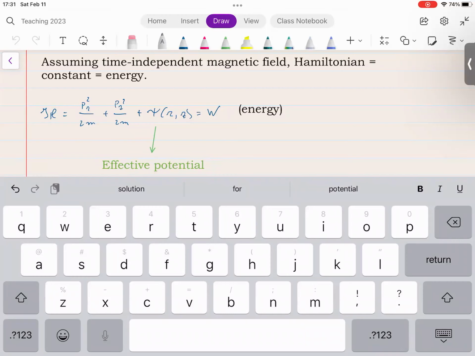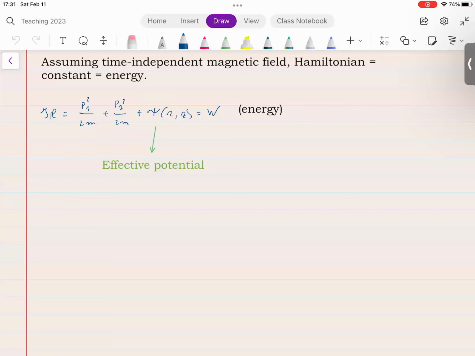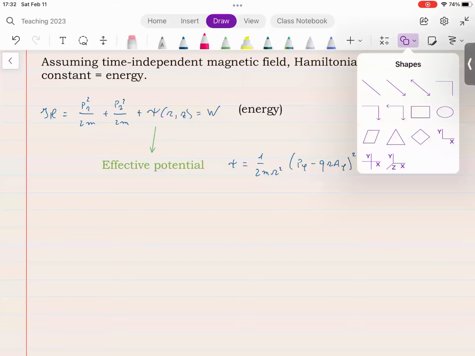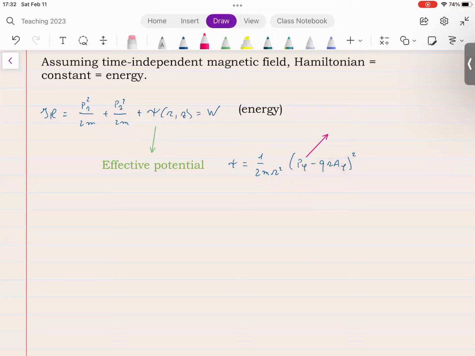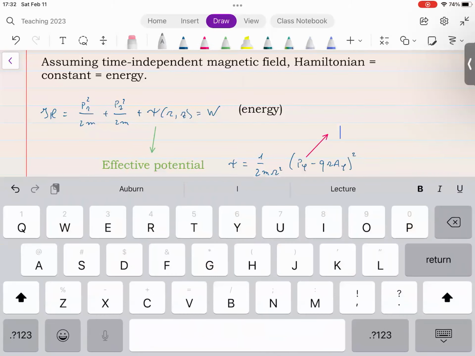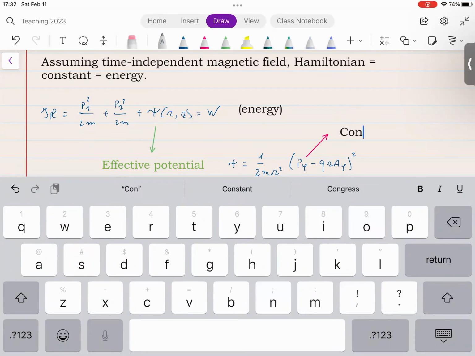The definition of psi, which you can get from above, is easy to write. It's 1/2 m r squared times (p phi minus q r A phi) squared, where I'll remind you that p phi is also a constant.